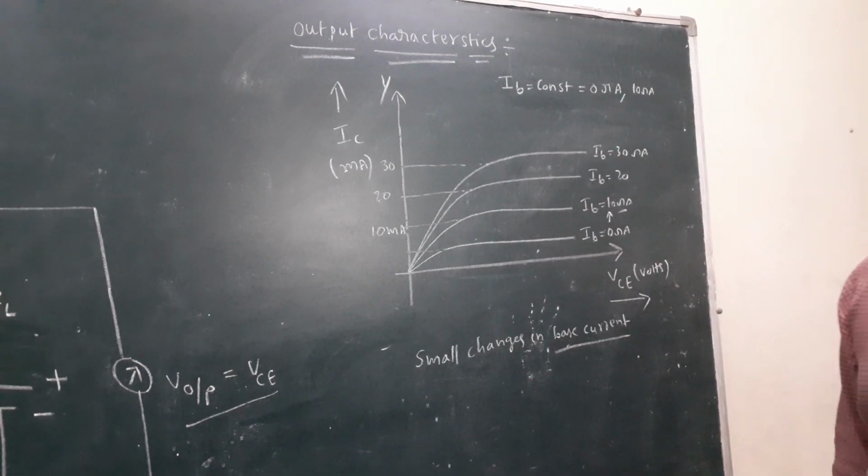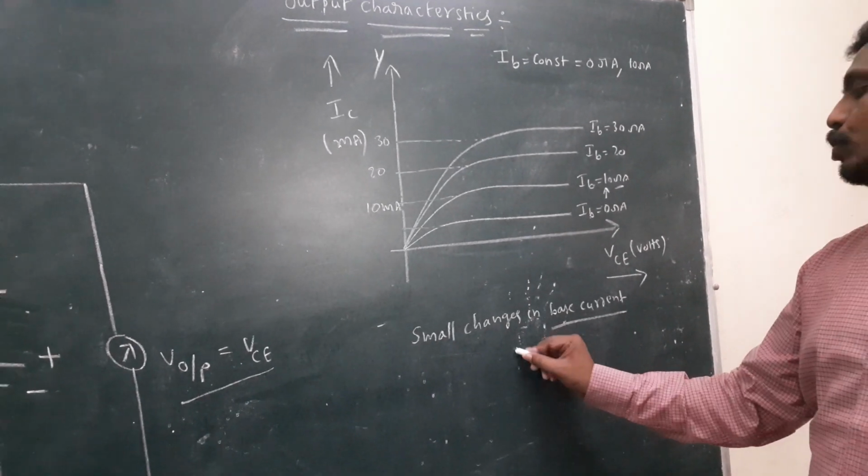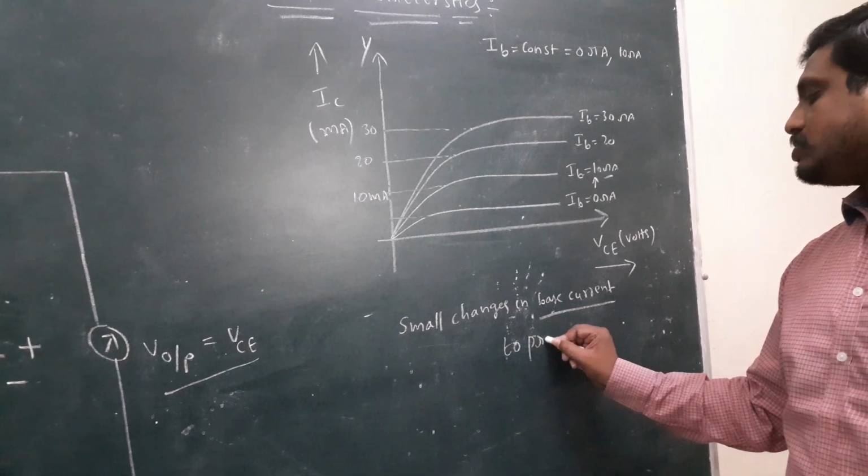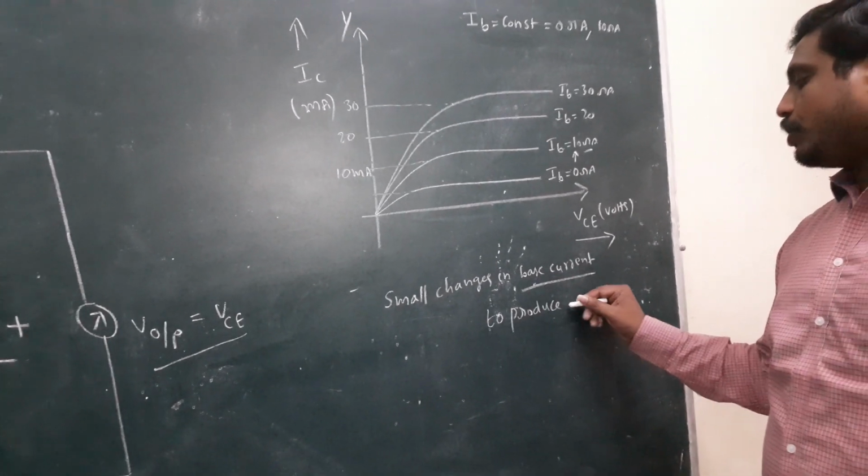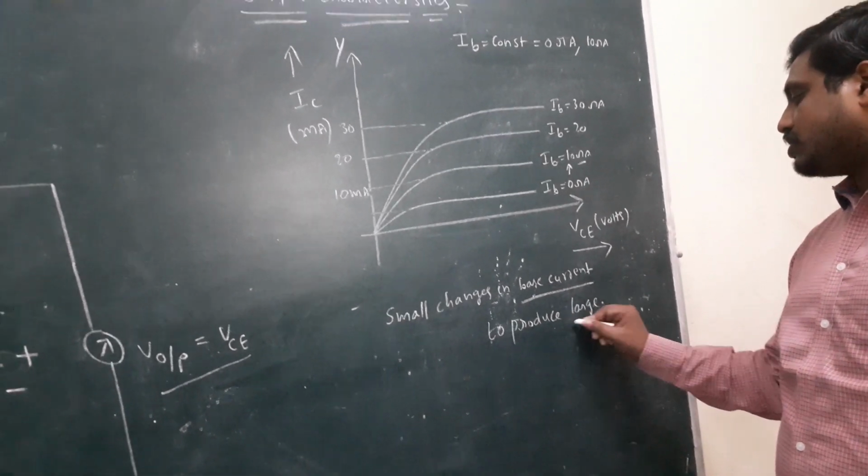That means small changes in base current produce large changes in collector current according to the graph. How many times does it change?